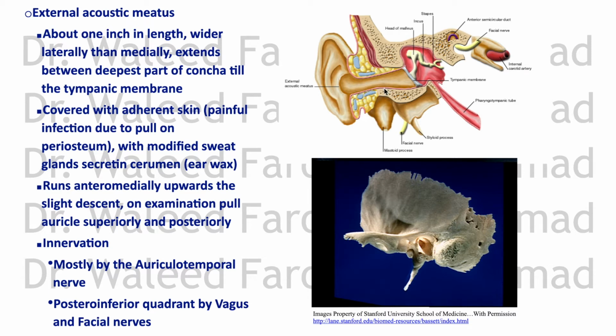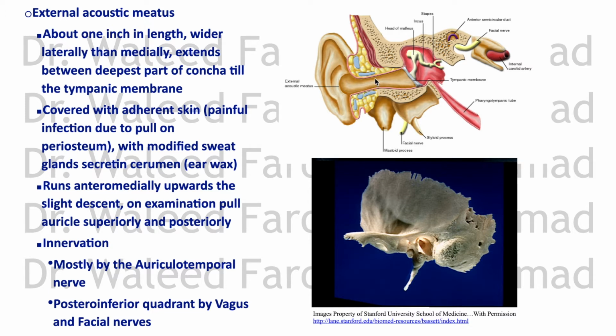manifests whenever we have a collection of a tiny amount of pus. It produces severe pain because the pus is peeling the skin off the periosteum. The periosteum is very rich in nerve supply. So any lesion in the external meatus is very painful due to the adherent skin.